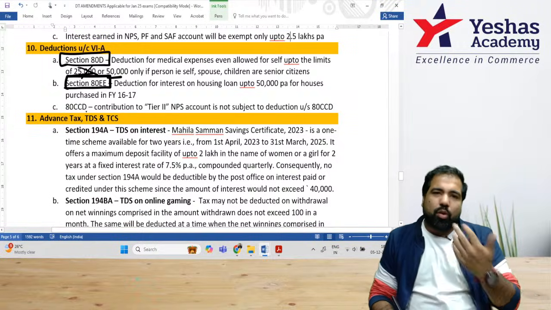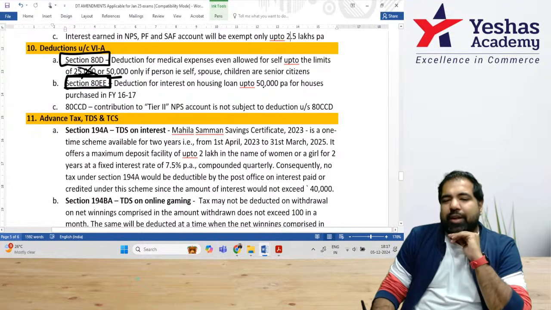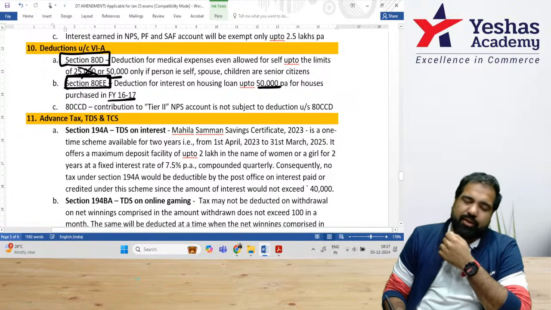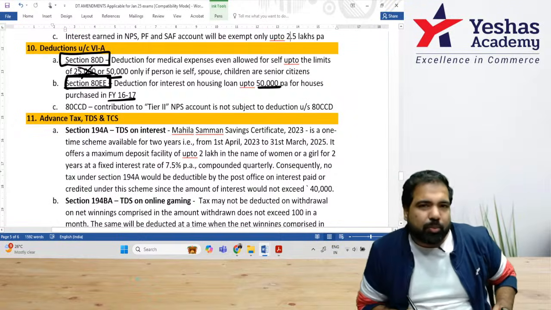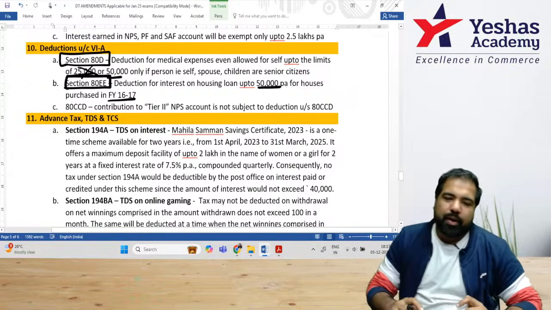You've taken a house on loan, you're paying interest. Will you get a deduction? Yes. But here it is only up to 50,000, and these are only for houses bought in the year 16-17. Remember, here the year is different. 16-17 you should have bought the house, and the deduction limit is only up to 50,000.